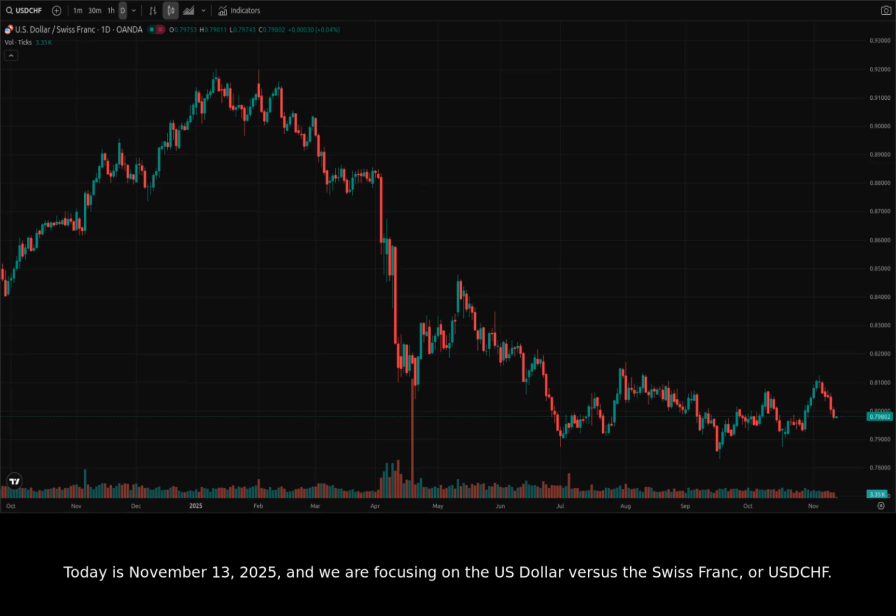Today is November 13th, 2025, and we are focusing on the US dollar versus the Swiss franc, or USDCHF. There is a tremendous amount of news driving this pair right now, creating significant volatility and opportunity. The biggest story is the rising hope for a major trade deal between the US and Switzerland. Reports from multiple sources suggest talks are constructive and an agreement could be reached within 2 weeks.